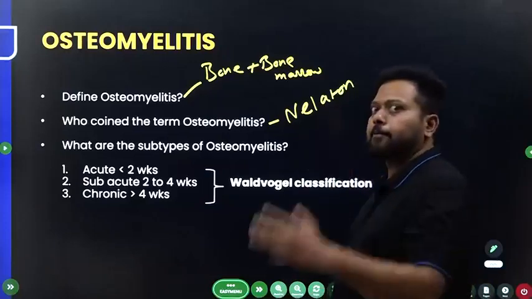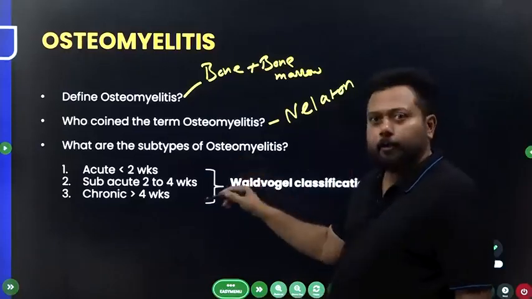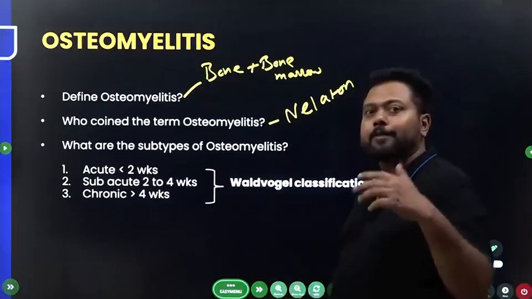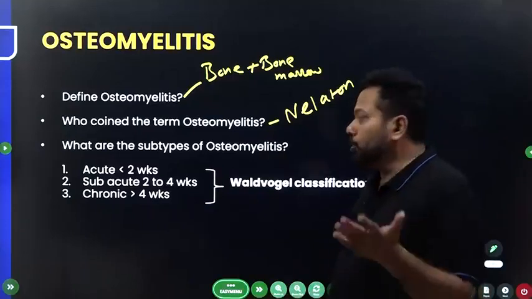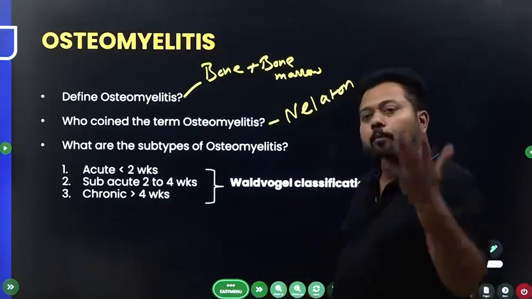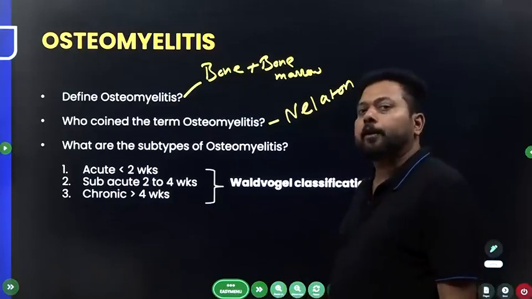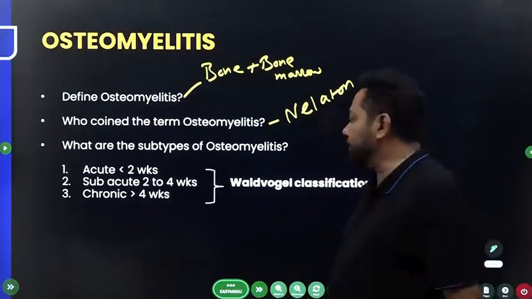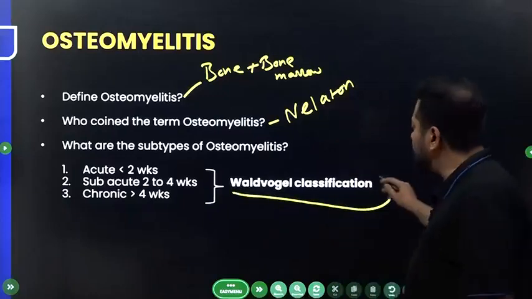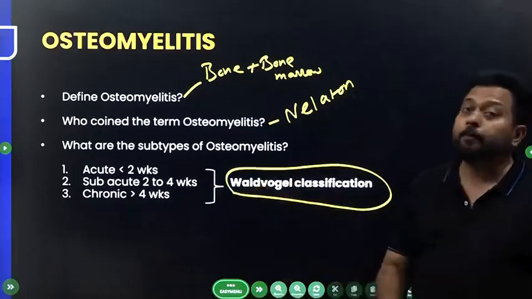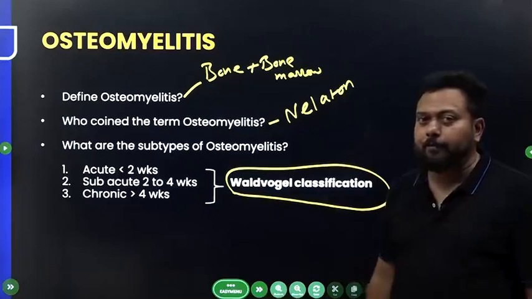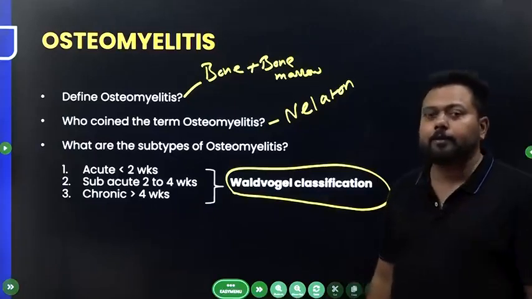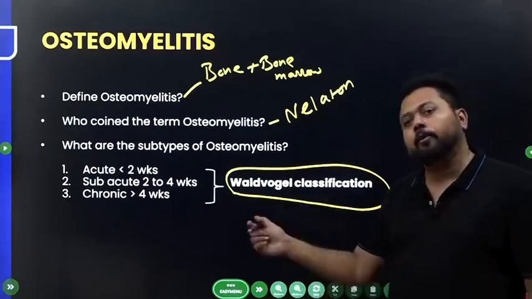What are the 3 types of osteomyelitis? Acute, subacute, chronic. When the duration is less than 2 weeks, it's called acute. 2 to 4 weeks, it's called subacute. More than 4 weeks, it's called chronic osteomyelitis, and this classification is called Waldvogel classification. Very, very, very important, dear friends. NEET exam. Waldvogel classification. Less than 2, 2 to 4, more than 4.